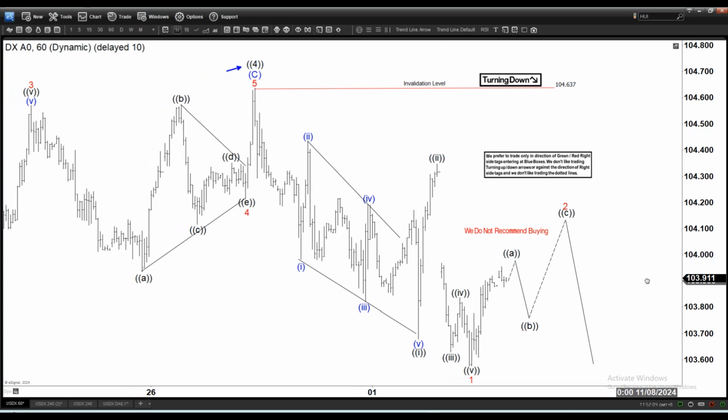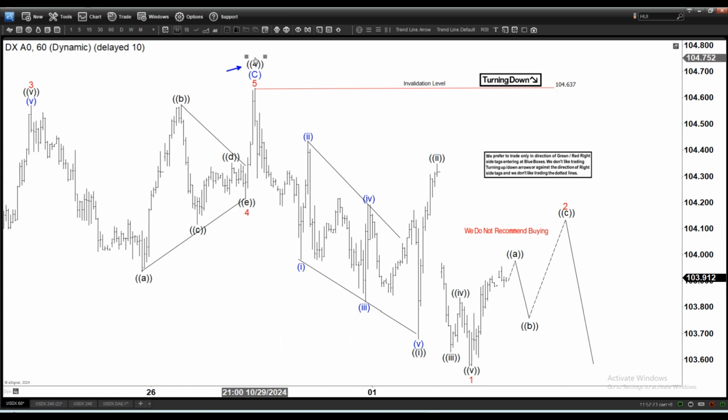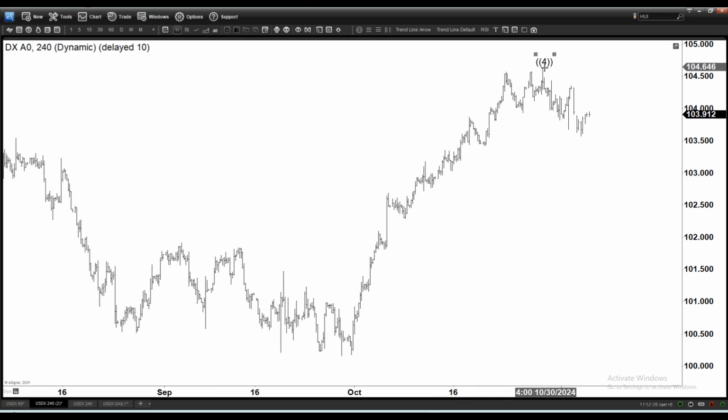Okay, now let me tell you in the larger degree what is the rationale and why most likely, in my opinion, we can see the downside below 104.60. If I look at the 4-hour time frame, right? For the time being, just ignore, I mean, we're calling this wave 4, but just ignore what kind of wave this is. Just look at the structure. Now you can see this rally here. That looks quite impulsive, isn't it, right?